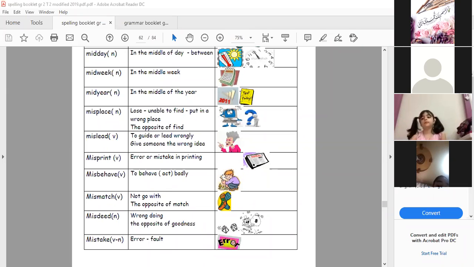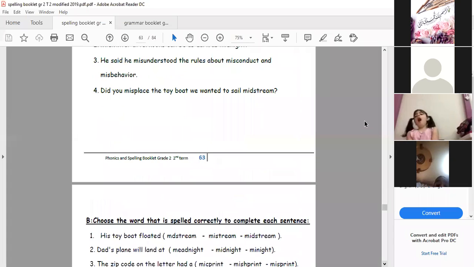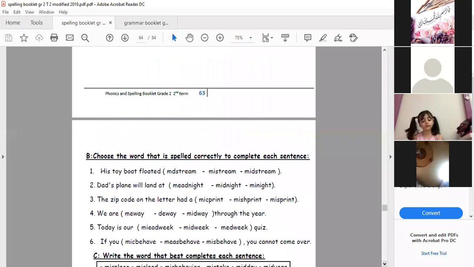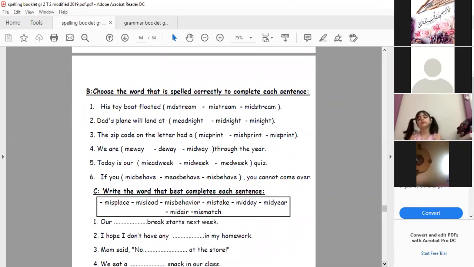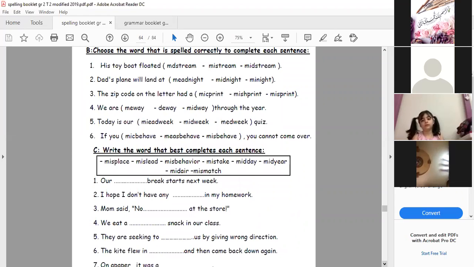Open page. Okay. Let's go to page 64. Because the first one is easy, you can answer alone, okay? Let's start from number one, exercise B. Choose the word that is spelled correctly to complete the sentence. The first one.